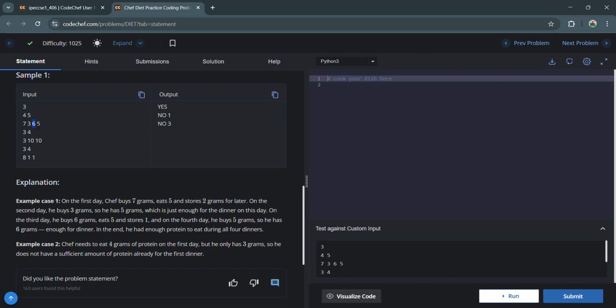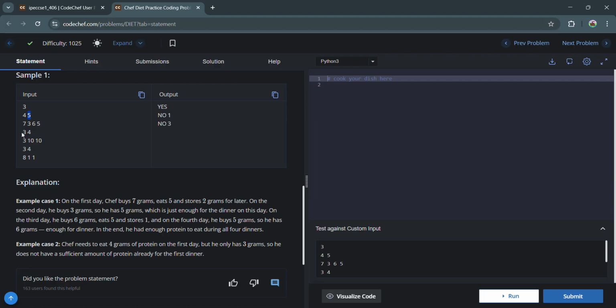Next day he has 6 grams, so he eats 5 grams and stores the remaining 1 gram for the next days. On the final day he already has 1 gram stored, so now he has 6 grams, so he can complete all his 4 days with 5 grams of protein on each day.